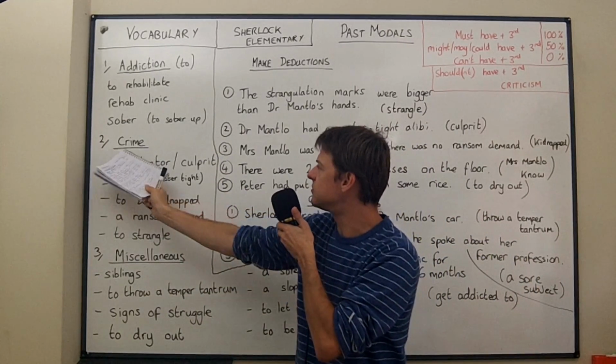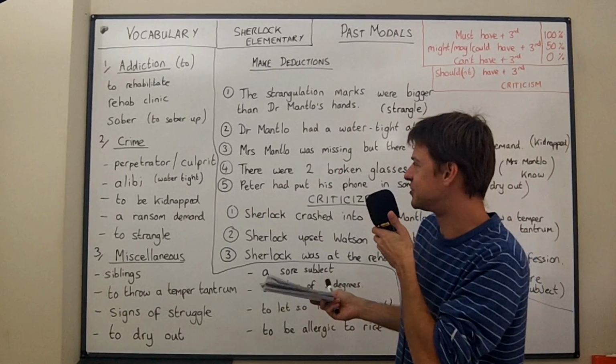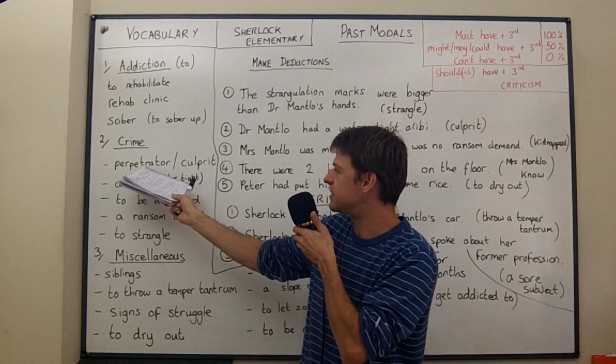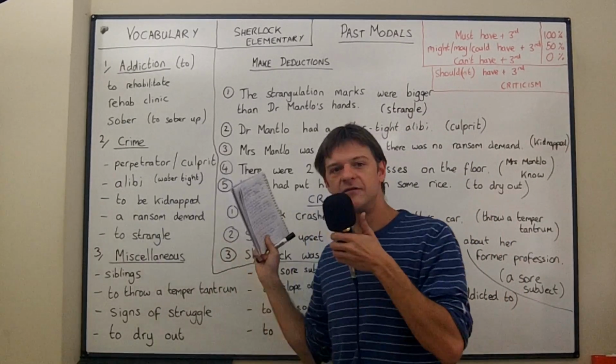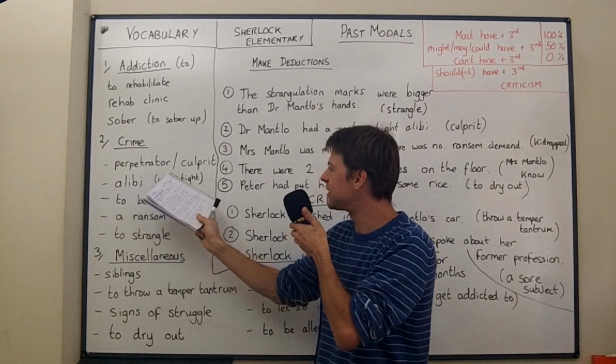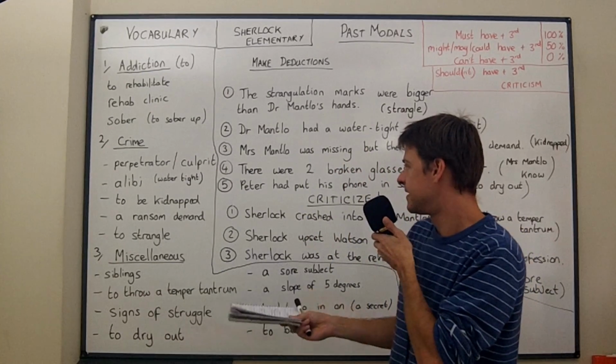Okay, number 2, you see a lot of crime words, obviously. This is a detective show, so there are lots of crime words. Firstly, you hear this word in every episode, perpetrator. They even shorten it to perp, which is a bit strange to me, but perpetrator or culprit. This is the person who committed the crime.